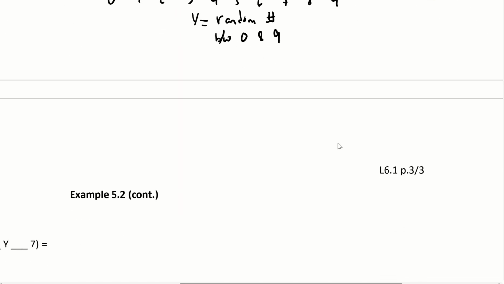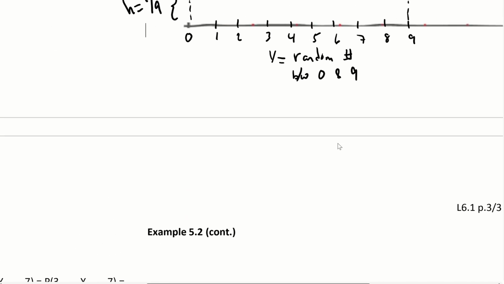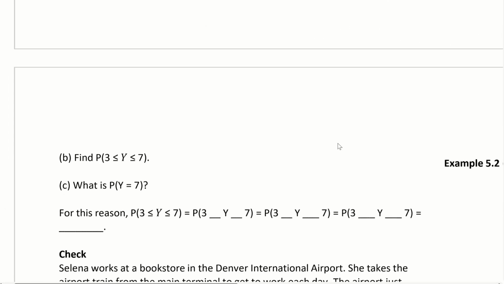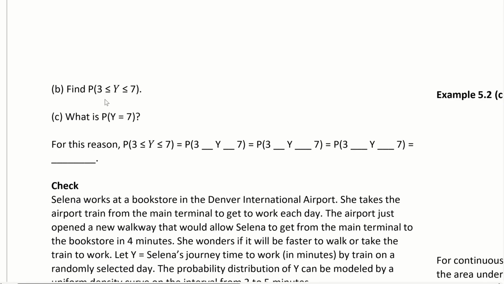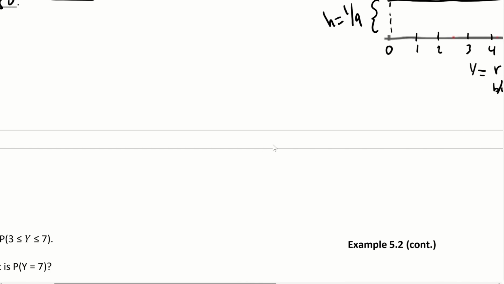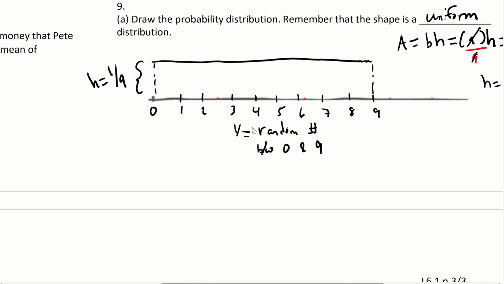Okay, so now that we know what the probability distribution of a continuous variable looks like for this example, we're going to find the probability that the random variable has a value between 3 and 7, including 3 and 7, right? So in order to do that, let's just label it on this curve, between 3 and 7.